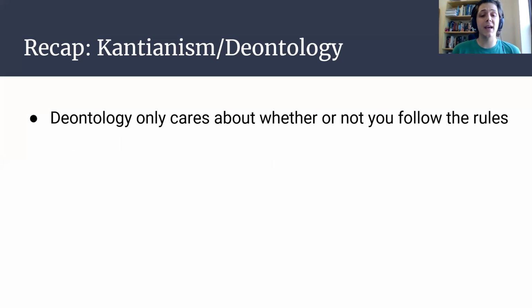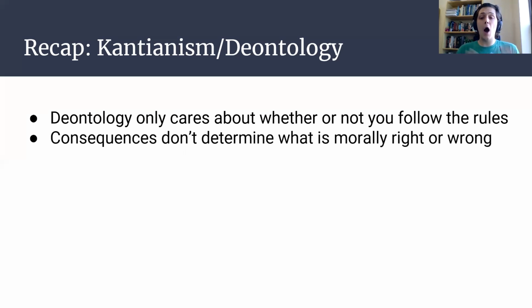So deontology only cares about whether or not you follow the rules. It doesn't care about how bad the consequences of you following those rules might be. If you telling the truth means an innocent person gets murdered, you still have to tell the truth because there's a moral rule against lying. So even if someone gets murdered because you follow the moral rules, you still have to follow the moral rules. It's still morally wrong for you to break the rules, even if breaking the rules would save a life or would save multiple lives.